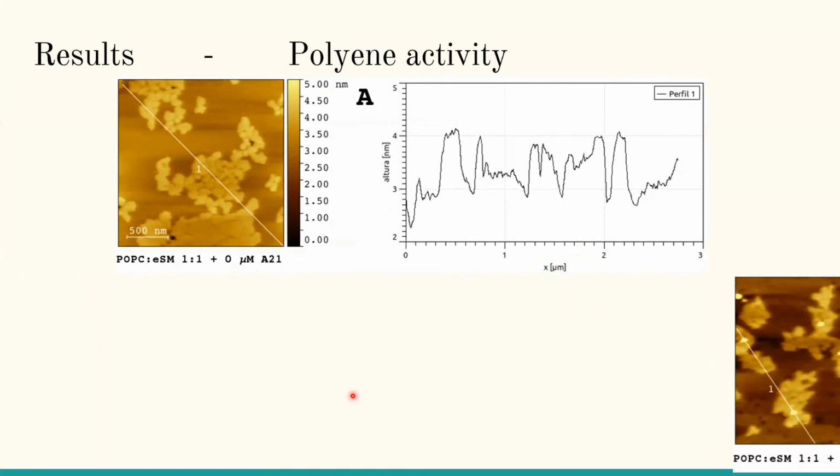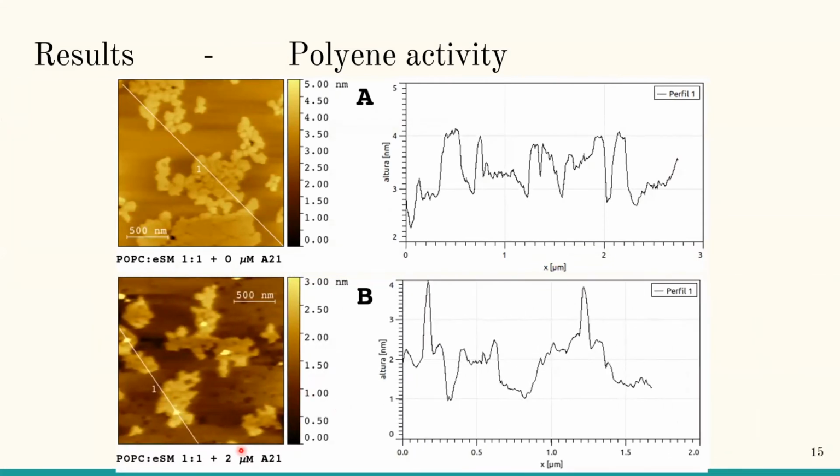When we use the other polyene at a slightly higher concentration, at 2 micromolar, twice the amount, you have the same effect on the liquid phase, so a thinning or damaging of the liquid phase, but you also have aggregation on the gel phase. So this suggests that there's a major interaction with the gel phase as well as with the liquid phase, as opposed to Amphotericin B, which only had an effect on the liquid phase.